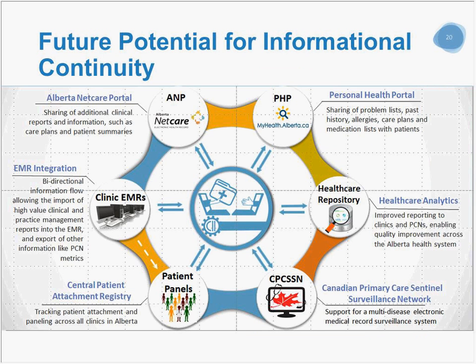So this slide shows one ideal representation of the future, which shows that there's lots of different pieces. Just like your medical home is the hub for the patient, there will be a hub for information within Alberta. And your EMR will connect to it, Netcare will connect to it, the personal health portal will connect to it, hopefully SIPS data, analytics, and also a central patient attachment registry will form a part of that. And so there will be bi-directional communication between all of these things as a vision.